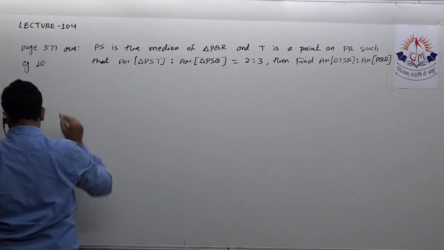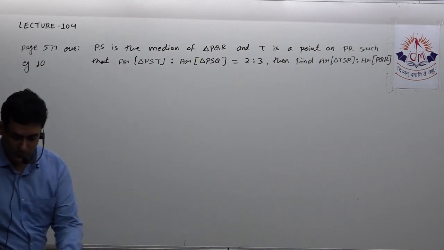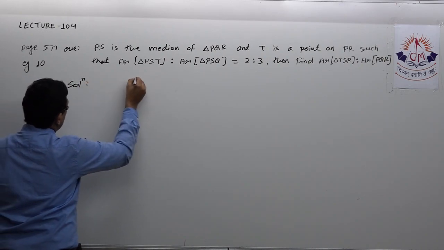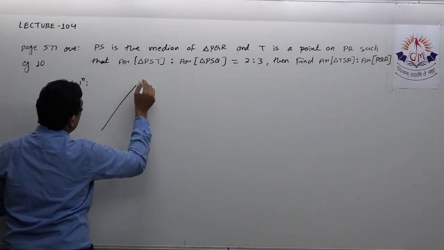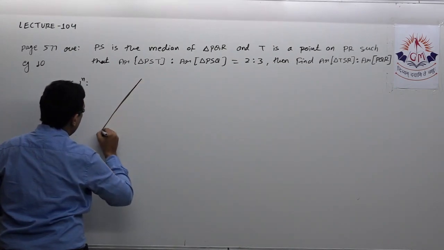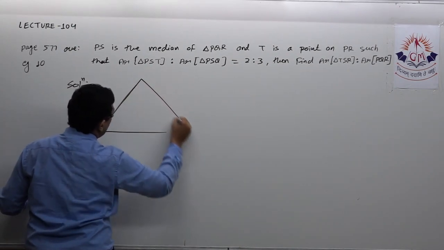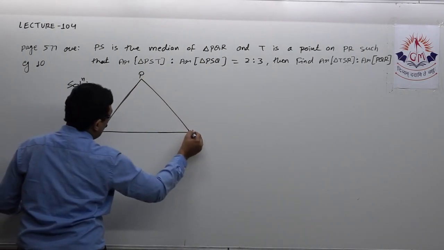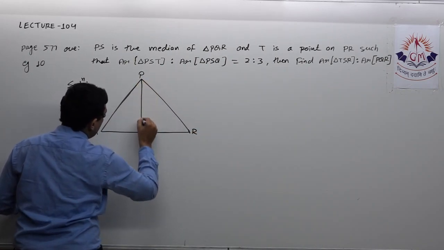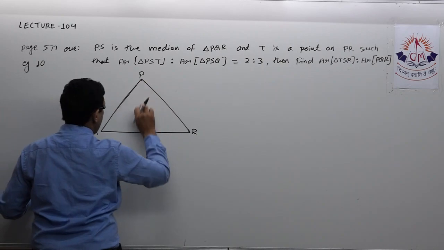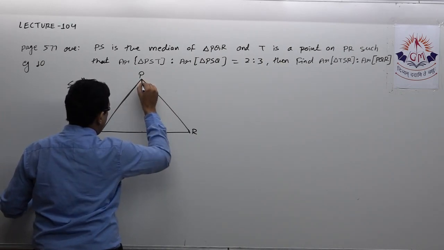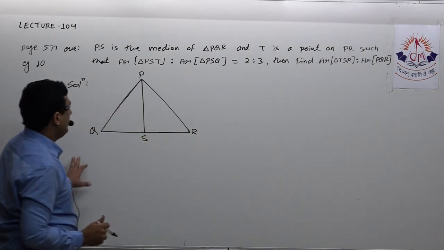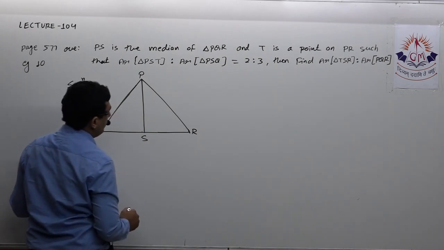Okay, so PS is the median. The diagram is not given. PS is the median of triangle PQR, so let us see its solution. Let me draw the diagram first of all. It is given PS is the median of triangle PQR. So let this be the triangle PQR, and PS its median. T is a point on PR.